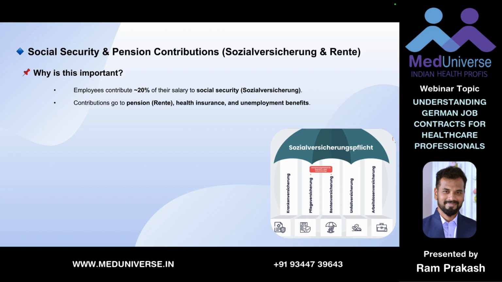Then what are the contributions for the Rente? Rente means pension, health insurance and unemployment benefits. And all employment longer than a mini job should take up employer contributions. What is a mini job? Mini job means if you are working for around 500 euros. Now it is increased to 556 euros this year. So if you are working for this, you don't have to pay taxes for that amount, and the employer also doesn't have to pay for your social insurance. Other than that, if you're working more than 550 euros, then the employer has to pay for it.